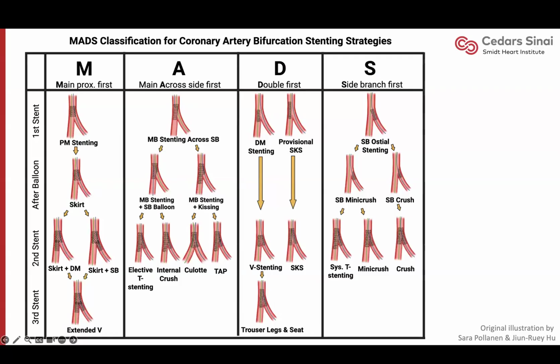The MADS classification, which was proposed in 2008 by the European Bifurcation Club, provides an approach for defining and grouping coronary artery bifurcation stenting techniques based on the final position of the stents and the implantation order. On the top axis, you can see the classifications: main proximal first, main across side first, double first, side branch first. I'll talk through all of these with you. And in the vertical axis, we go through the first stent, after balloon, second stent, and the third stent if necessary. Not all of the cases will have this third stent.